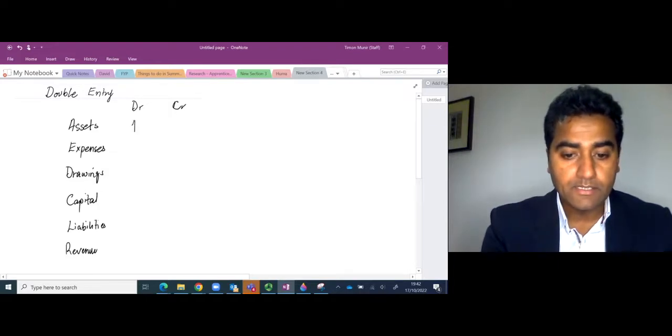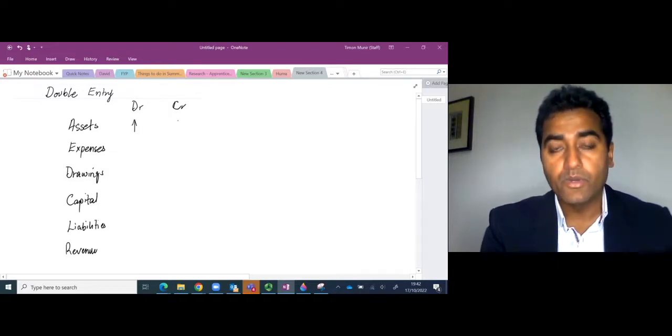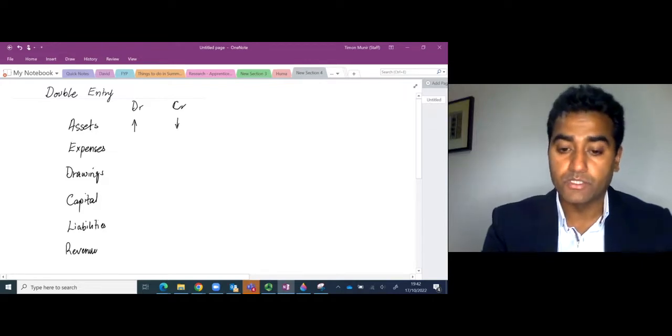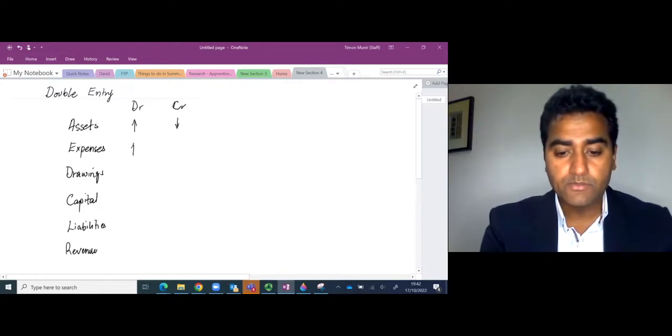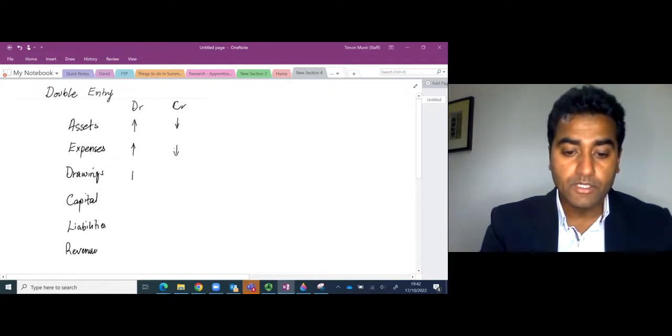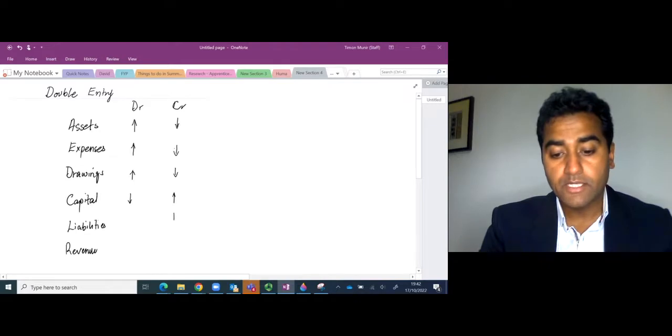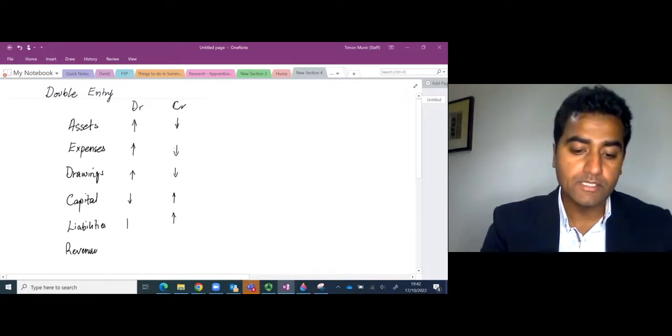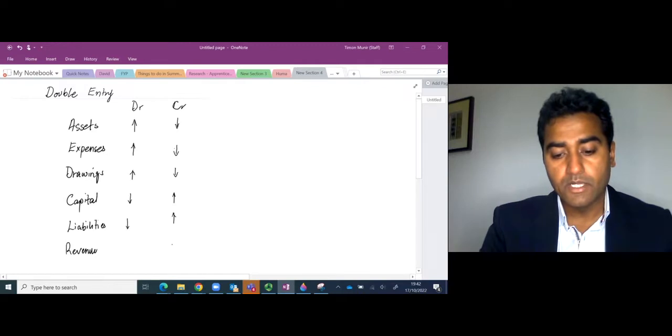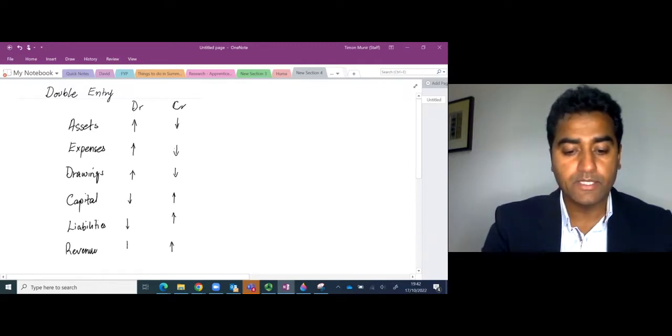Whenever there is an increase in asset, it is always debit. Whenever there is a decrease in asset, it is always credit. Expenses, whenever they increase, they are always debit. Whenever they decrease, they are always credit. The drawings, increase in drawings is debit and decrease is credit. Capital, an increase in capital is always credit and the decrease is debit. Increase in liabilities is credit and the decrease is debit. Increase in revenue is credit and the decrease is debit.